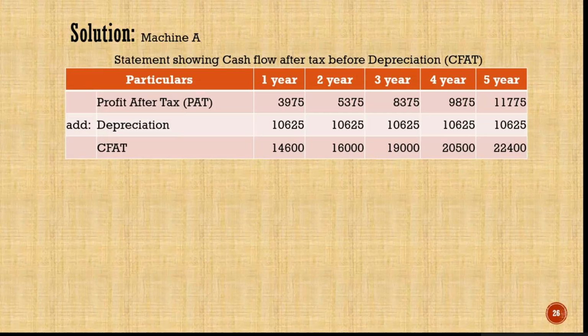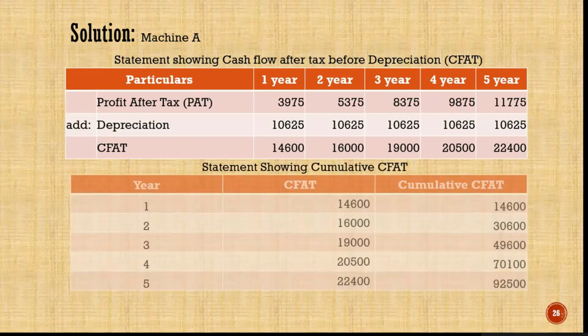And now the next thing to do is preparing a cumulative statement for calculating payback period. So this is the statement showing cumulative cash flow after tax, where you can see, presented vertically, year, cash flow after tax, and cumulative cash flow after tax. Why do we prepare this cumulative? Because it helps us to understand where the payback period lies, that means between which 2 years.